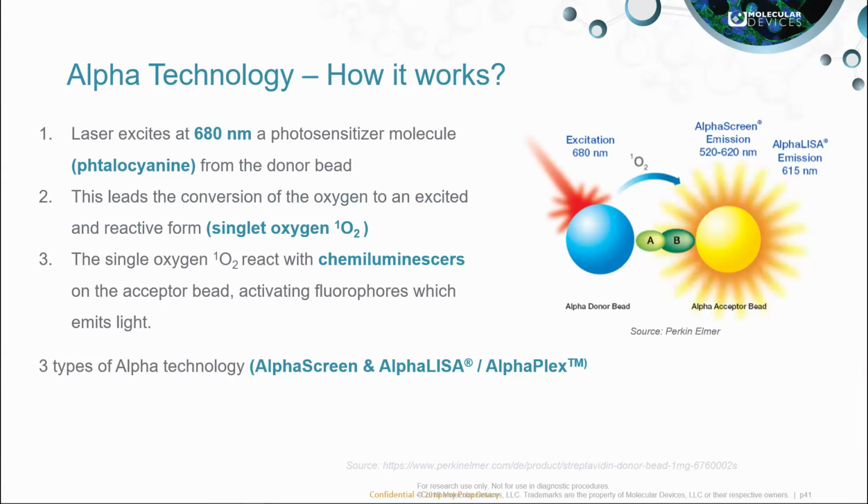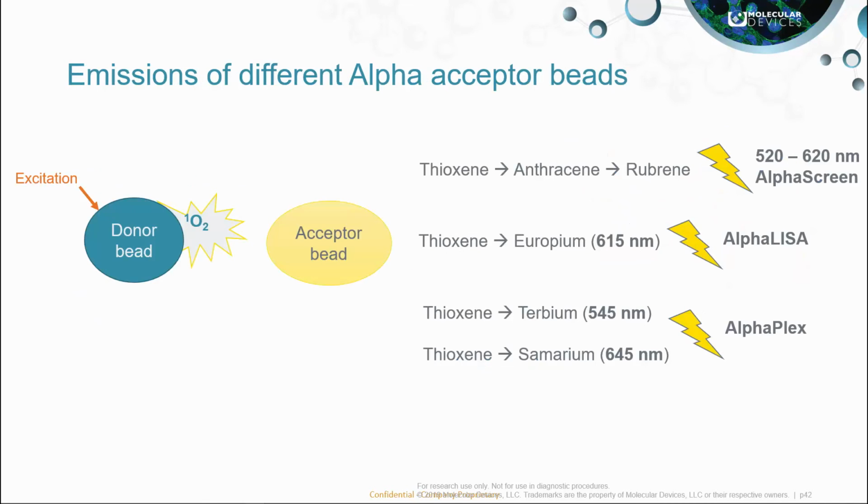Depending on the type of fluorophore that has been activated, there are three main types of technologies: AlphaScreen, AlphaLISA, and AlphaPlex. Here I'm showing the molecules in the acceptor beads that are activated and the signal cascade that is being generated, producing light at different wavelengths.